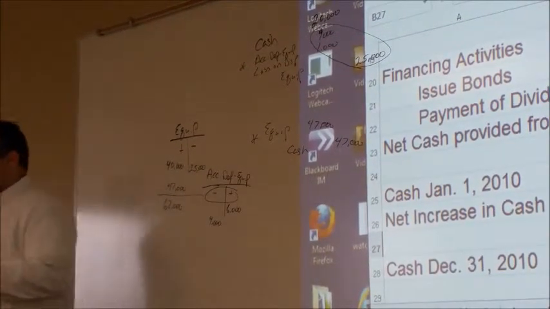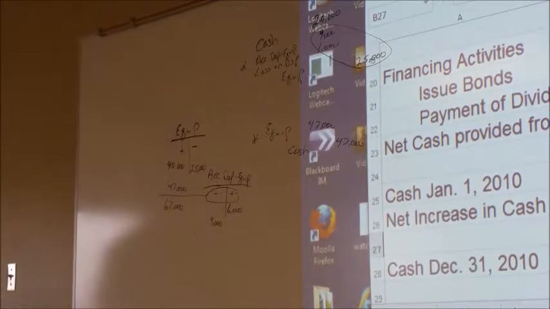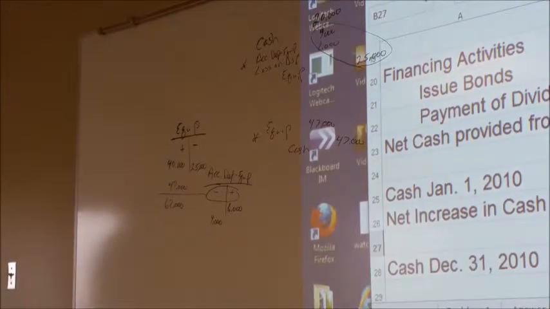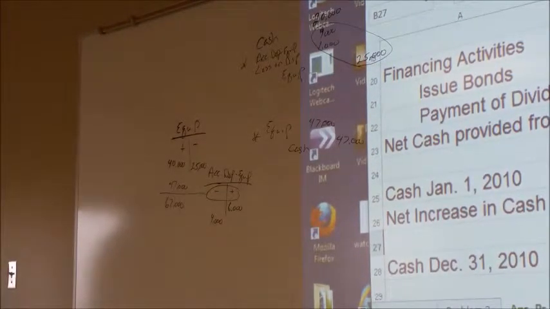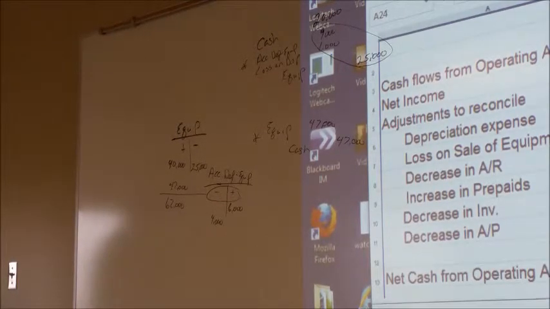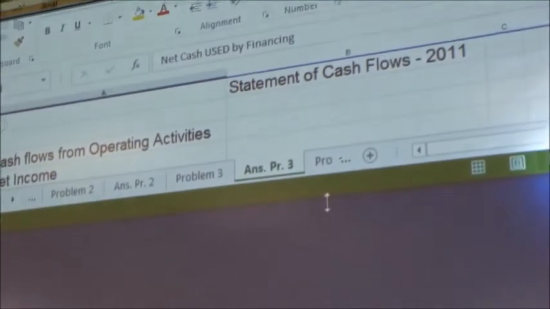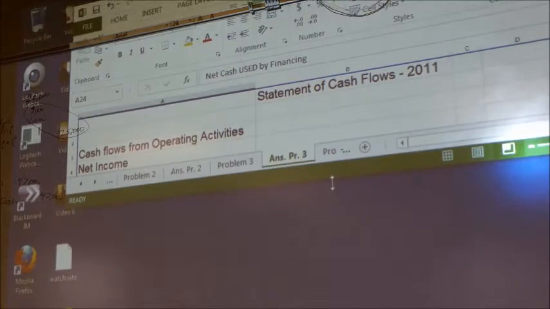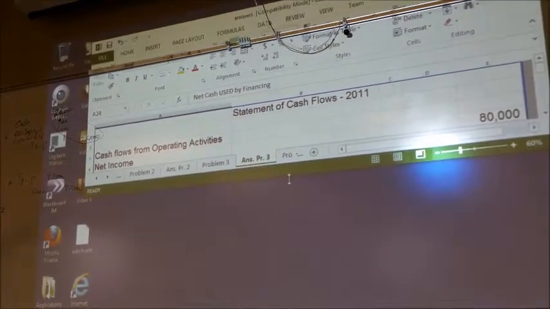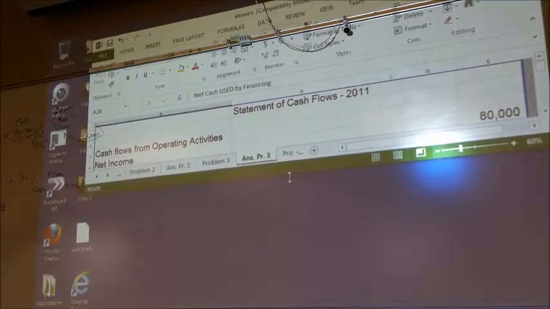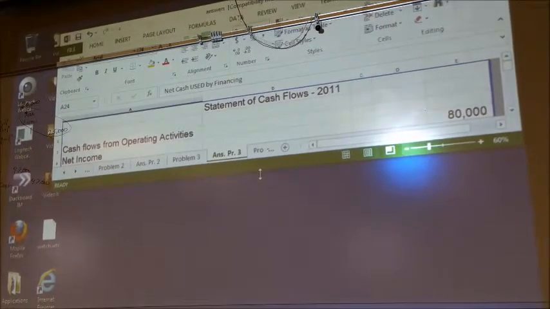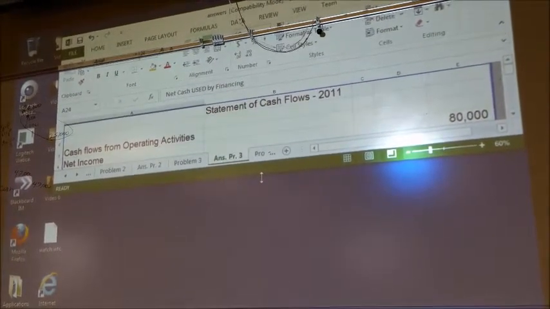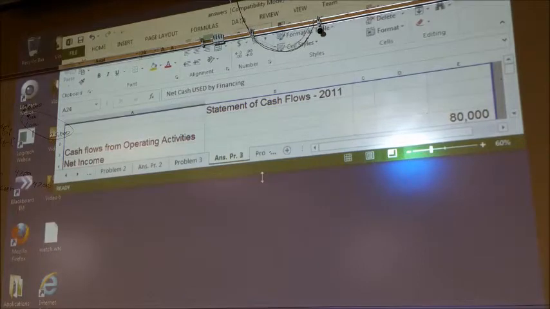But we'll get to the investing shortly. So let's just do for a minute here the operating section. Obviously we have an operating section, and we have net income of 80,000. So we're going to pick it up from here on Thursday, starting with 2011's statement of cash flows, knowing that we have these journal entries that we're going to need to work in.